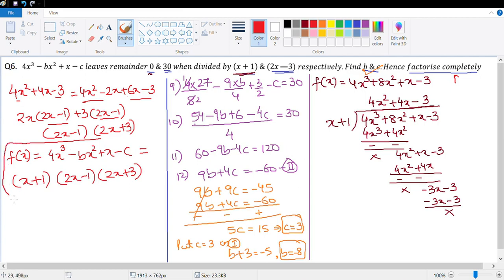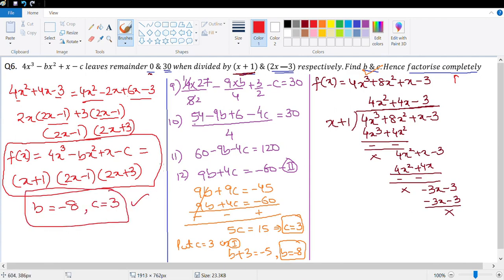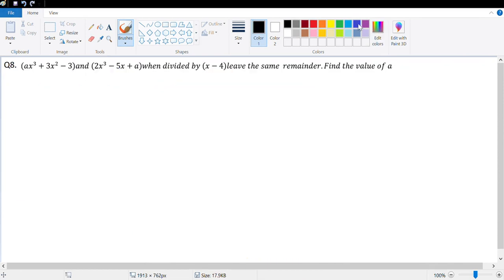We factorized the given expression completely and we figured out b is equal to negative 8 and c is equal to 3. Wonderful. Let's look at the next question. The next question that we have is question number 8. It says ax cubed plus 3x squared minus 3 and 2x cubed minus 5x plus a, when divided by x minus 4, leave the same remainder. Find the value of a.